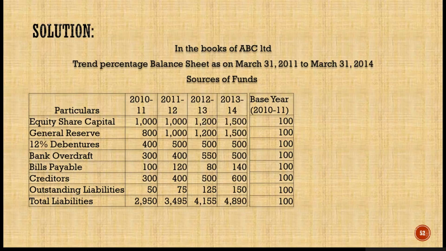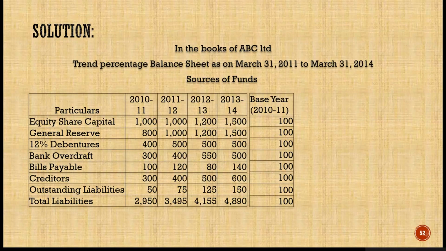So let us see the calculation, how we will calculate for 2011-12. For calculating equity share capital percentage, what formula will we apply? 1000 divided by 1000 into 100. So it will remain same. But what will be in case of general reserve? 1000 divided by 800 into 100. Okay, so in this way, we will calculate the trend percentage for the year 2012.